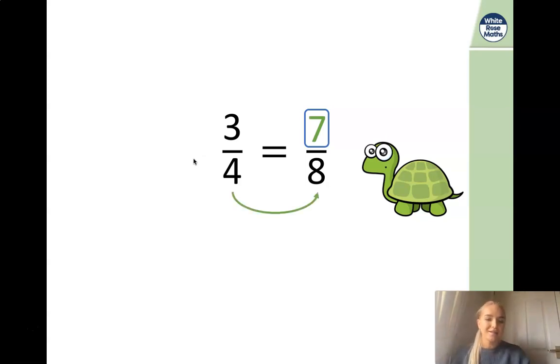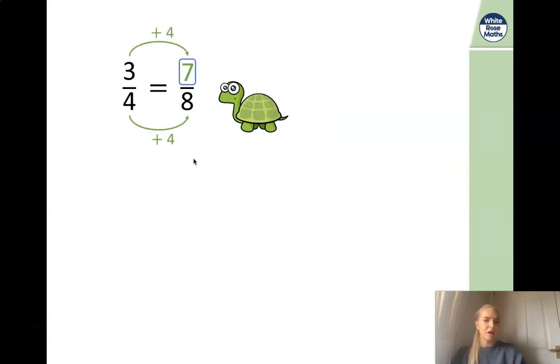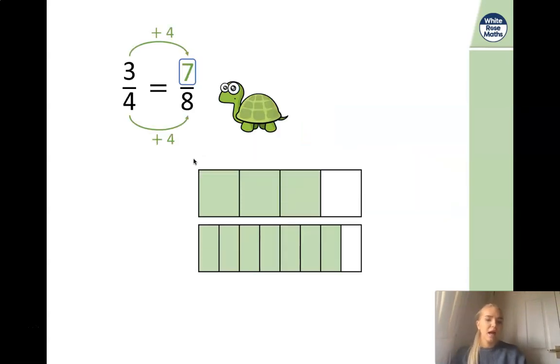Tiny the turtle thinks that because we've added 4 to get from 4 to 8, we need to add 4 to get from 3 to 7. But let's have a look if Tiny is correct. So we have our bar models. The first one is a bar model split into 4 parts. 3 parts are shaded. And my second example is a bar model split into 8 and 7 of the parts are shaded. Are these bar models equivalent fractions?